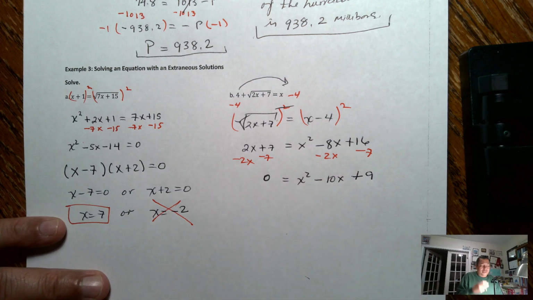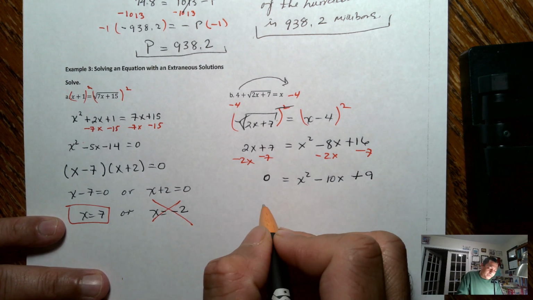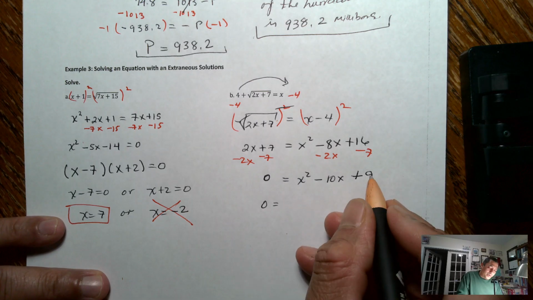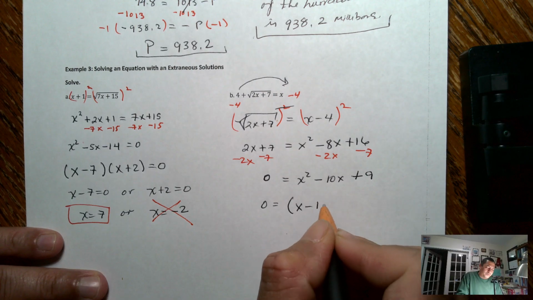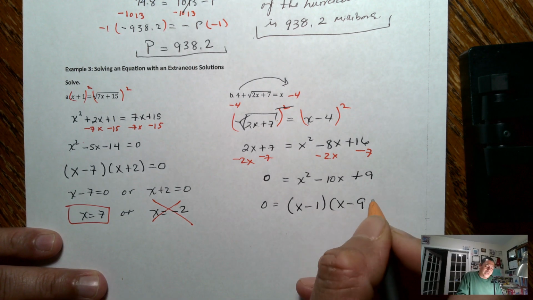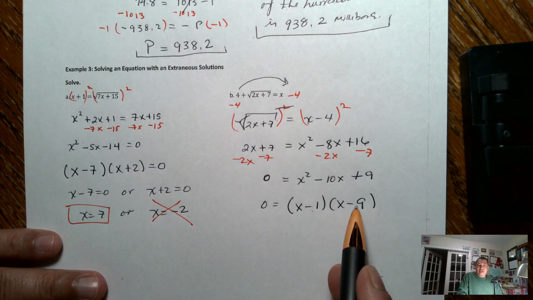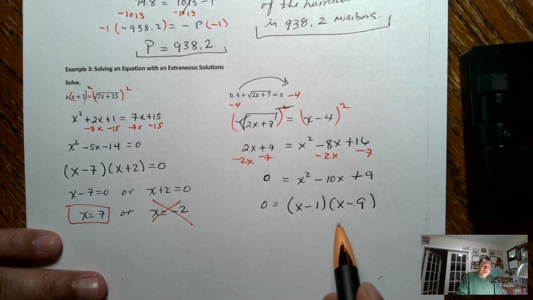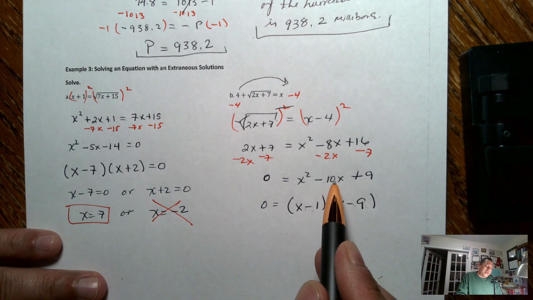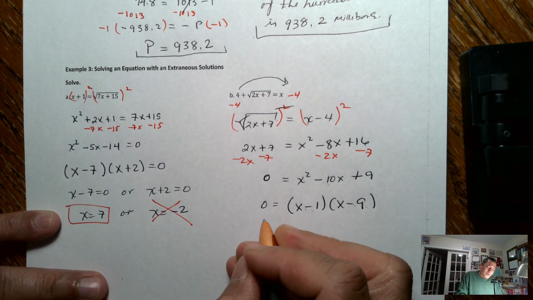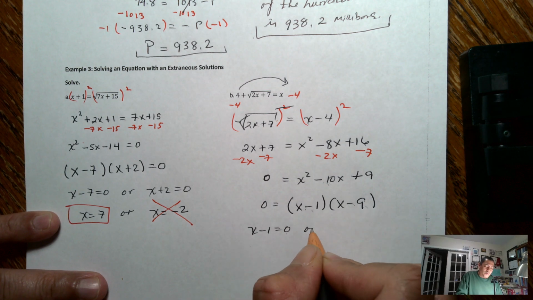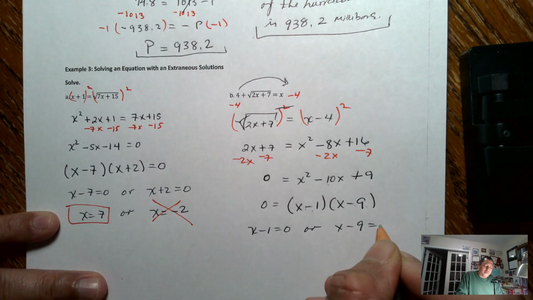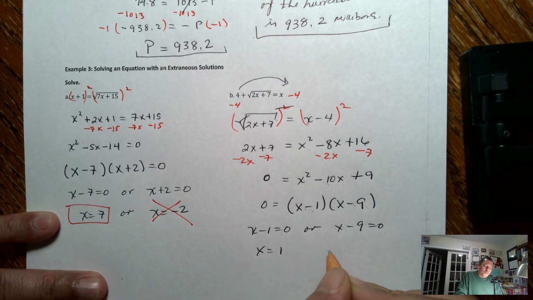Let's factorize. Which method do you want to use? 0 equals, I have 9, I have negative 10. So it will work: x minus 1 and x minus 9. Negative 1 times negative 9 is positive 9. Negative 1 plus negative 9 equals negative 10. So applying the zero product property, I have x minus 1 equals 0 or x minus 9 equals 0. So x equals 1 or x equals 9.